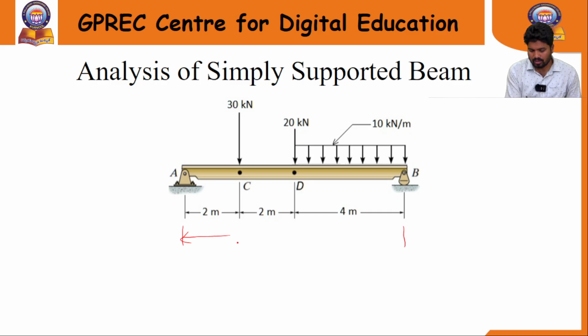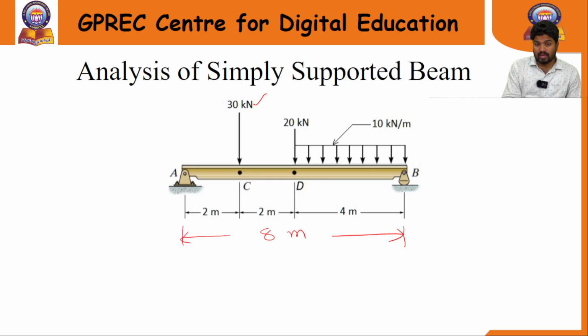The total length is 8 meters, and in this beam we are going to apply a 30 kilonewton concentrated load at a distance of 2 meters from the end A, and a 20 kilonewton concentrated load at point D, which is acting at a distance of 4 meters from the left end. One more load is acting, that is a uniformly distributed load, over a length of 4 meters from the right support. This is the example that I am considering to analyze this simply supported beam.